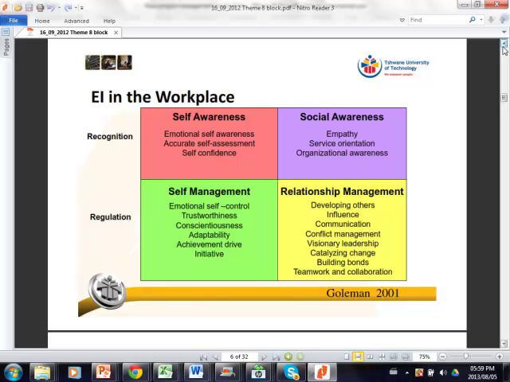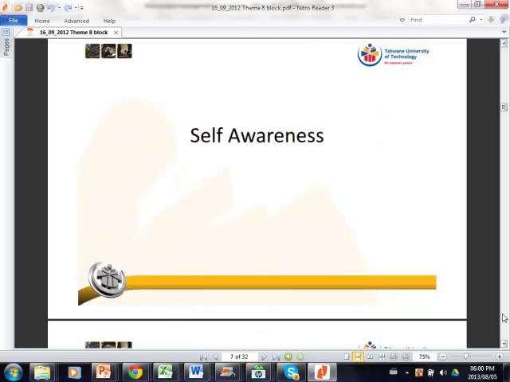No, that's not true. But so you see that social awareness is about being able to see other people's emotions. Then regulation is self-management and relationship management. Okay, so there's a lot of information on this slide, but I'm not going to go through all that information here because in my presentation that follows, I do go into the detail of each of these. So the first thing is self-awareness.